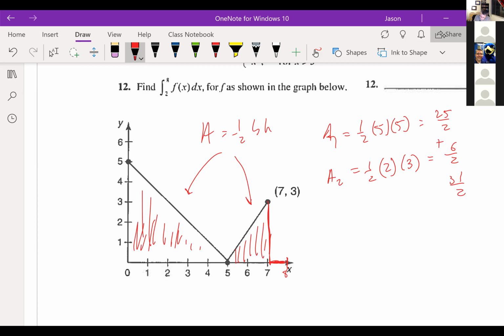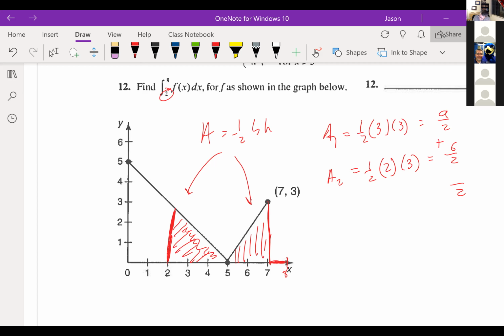Oh, sorry, we wanted 2. My bad. This isn't 5 by 5. This is 3 by 3. Why isn't it coming out right? We want to go from 2 to 8, not 0 to 8. So this is a 3 by 3, not a 5 by 5. So that's 9 halves, which comes out to be 15 halves, which is 7 and 1/2 square units.